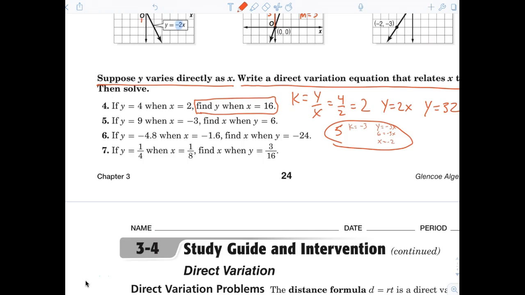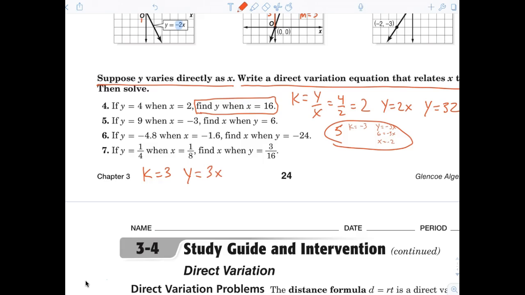Now, 4.8 divided by 1.6 is obviously the same as 48 divided by what? 16. Don't worry about the decimal. All right, and what is 48 divided by 16? 3. Are they both negative? Yes. So that means your constant is? So you should have quickly k equals 3, which means your equation is y equals 3x. Beautiful.